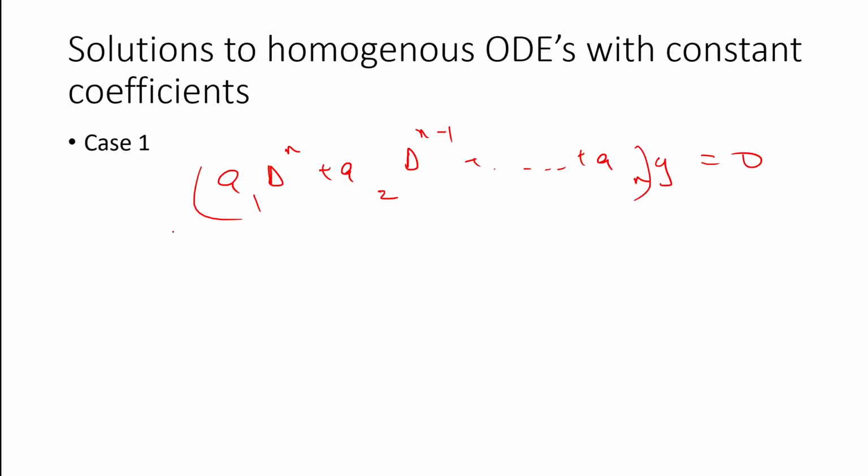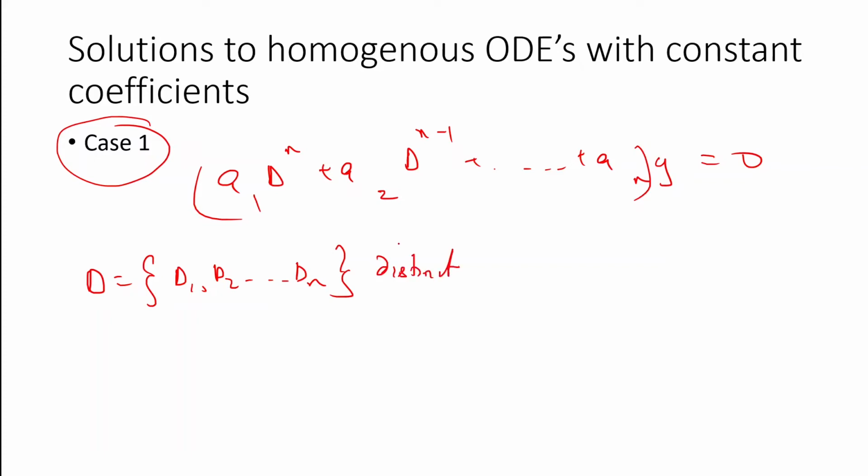So that's why we have three cases. Case one is if the roots, which are D, the set of all solutions d1, d2 up till dn, are distinct and real. Then this is the first case. If they are distinct and real, what are we going to do?